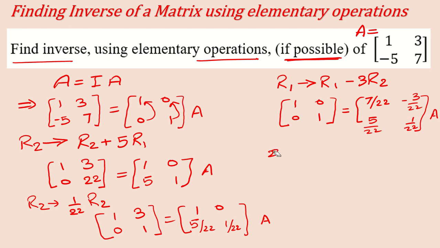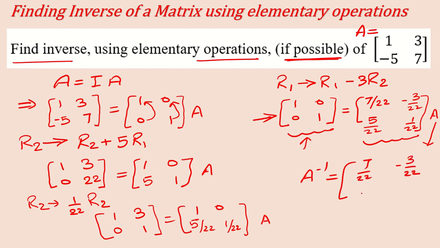Now you see, this I told you as the last step. Now what we are getting here is one matrix multiplied by matrix A is equal to the identity matrix. And as per the definition of inverse matrix that I told you, if the multiplication of two matrices is an identity matrix, it means they are inverses of each other. So A inverse is equal to 7 over 22, minus 3 over 22, then 5 over 22 and 1 over 22. This will be your final answer.